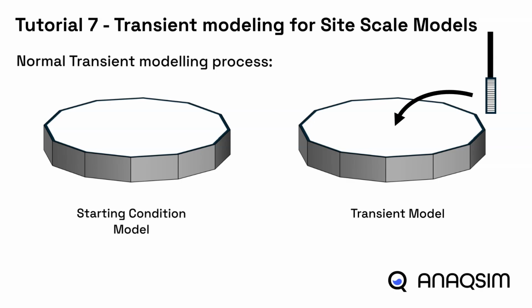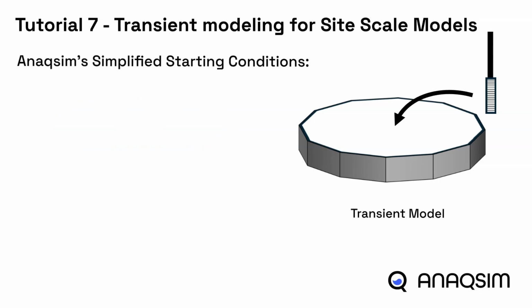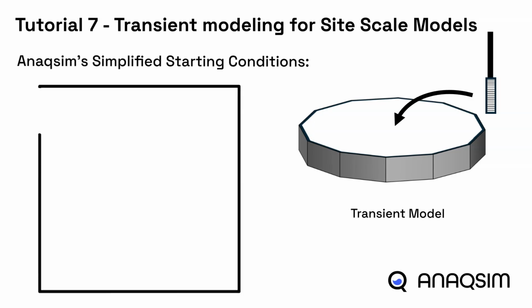Most groundwater simulators, like ModFlow or FeFlow, require creating these as separate models. Anaqsim, however, provides an option to skip the starting condition model for most site-scale projects. This tutorial shows you how to set up and run a transient simulation by skipping the starting conditions using Anaqsim's Simplified Starting Conditions option. This option is ideal for site-scale projects with limited data because it allows you to create and test different scenarios in less than half the time.